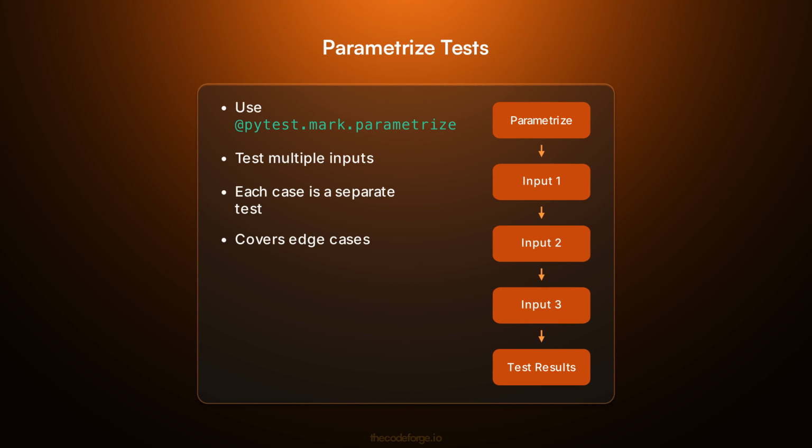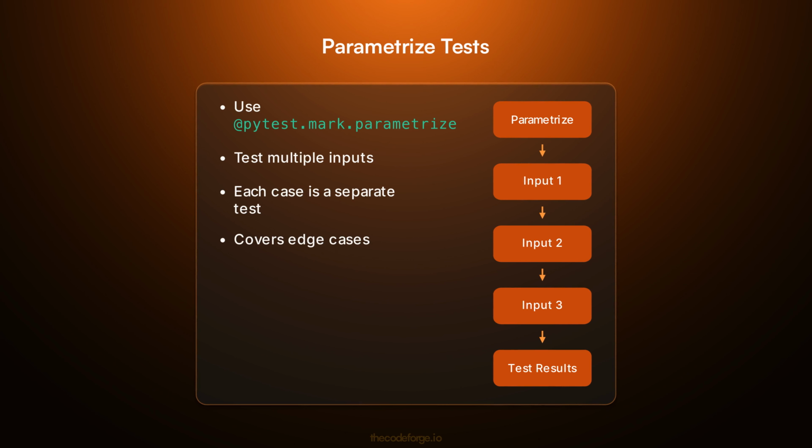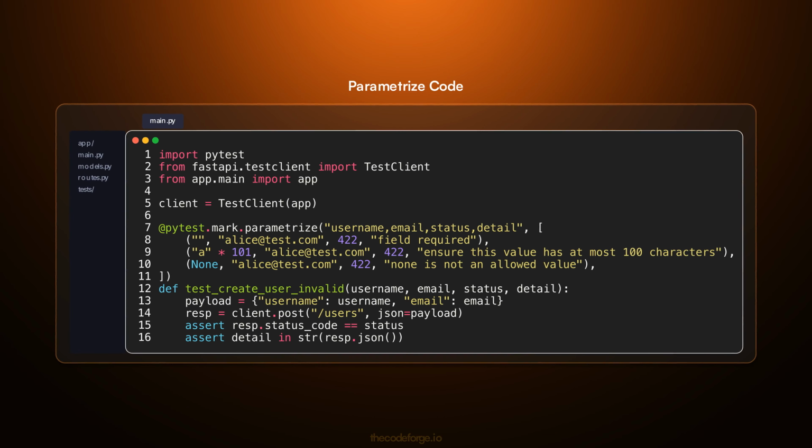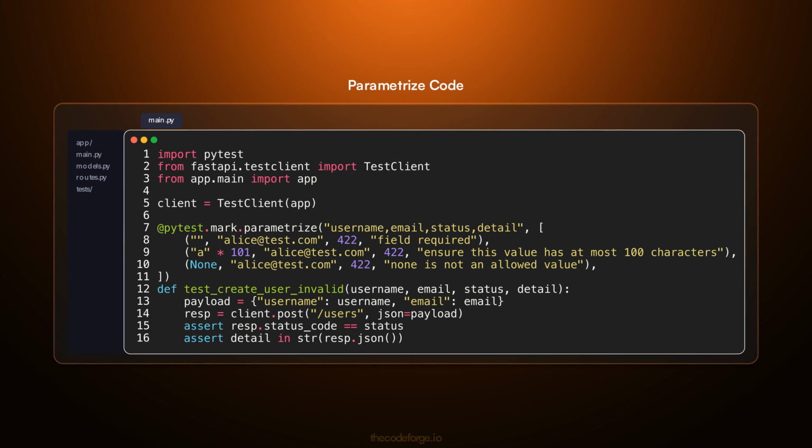One test per valid input is fine for a demo. In production, you need coverage for the ugly stuff: missing fields, wrong types, out-of-range values. Parametrize generates a separate test for each case. Here we test invalid user creation with multiple inputs. Each tuple becomes a separate test case, so when one fails, you know exactly which input broke it.